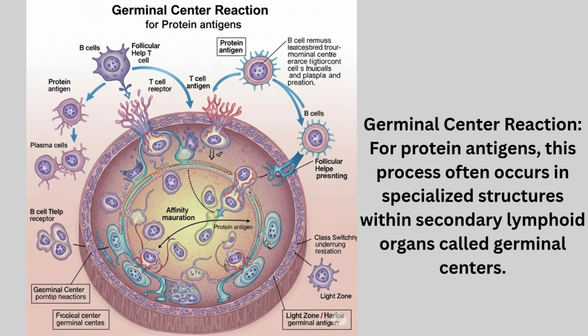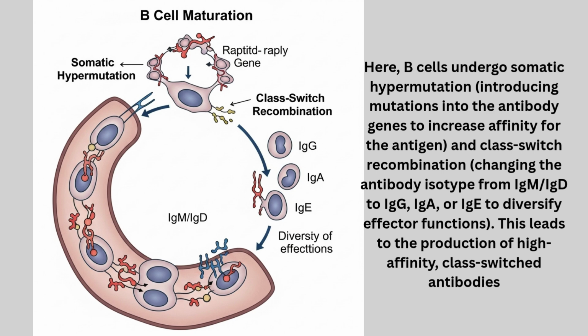Germinal center reaction. For protein antigens, this process often occurs in specialized structures within secondary lymphoid organs called germinal centers. Here, B-cells undergo somatic hypermutation, introducing mutations into the antibody genes to increase affinity for the antigen, and class switch recombination, changing the antibody isotype from IgM, IgD to IgG, IgA, or IgE to diversify effector functions. This leads to the production of high-affinity, class-switched antibodies.